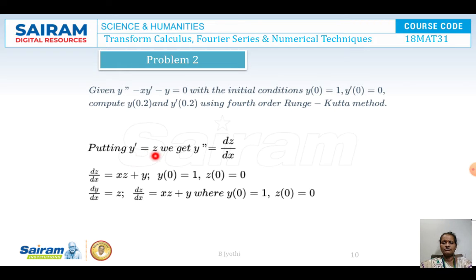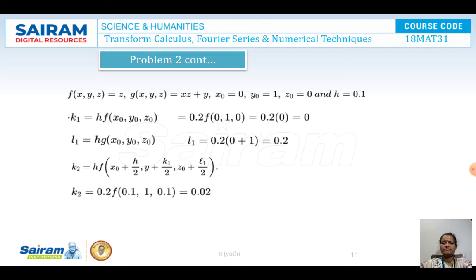Now let's put the solution. Y dash is equals to z, so we get y double dash is dz by dx. So we get the two equations and dz by dx will become xz plus y because y dash is replaced with z. And the conditions are y of 0 is 1 and z of 0 is 0. So dy by dx is equals to z and dz by dx is equals to xz plus y, where y of 0 is 1 and z of 0 is 0. These are the initial conditions.